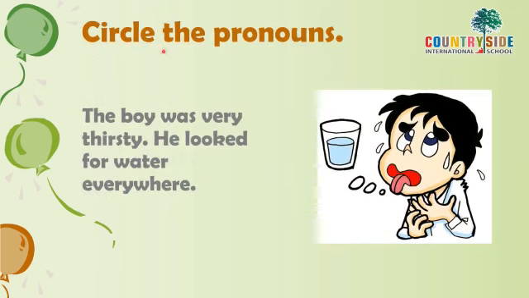Let's see the exercise. Circle the pronouns. Now you know all the pronouns, so you have to find them and circle them. The boy was very thirsty. He looked for water everywhere. What is the noun used in the first sentence? Yes, the boy. So what is the pronoun used in place of boy? He. We did not write again the boy looked for water everywhere. But instead of the boy, we wrote a pronoun called he.